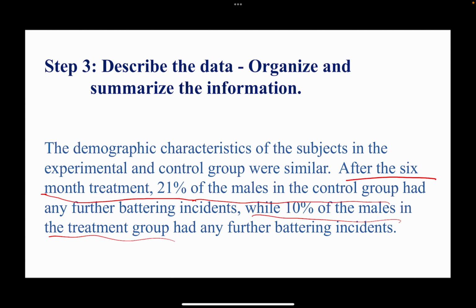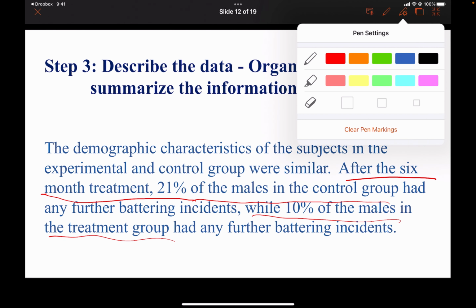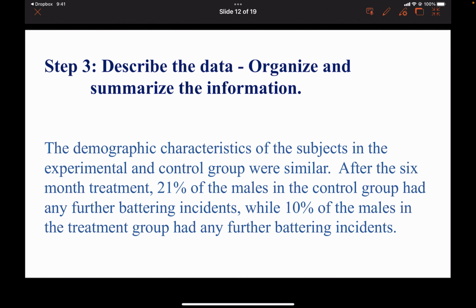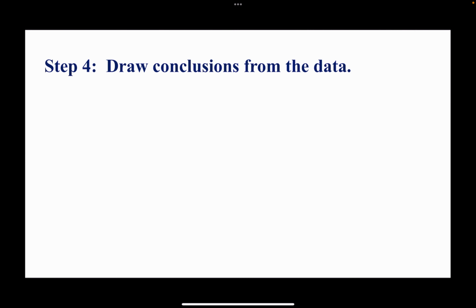So we haven't done anything with the data other than saying, this is what we observed after 6 months. That's all that happens with describing the data, organizing and summarizing. So basically we probably had pages and pages and pages of notes and data, and all we did was put this in this succinct little paragraph. Number 4, drawing our conclusions.